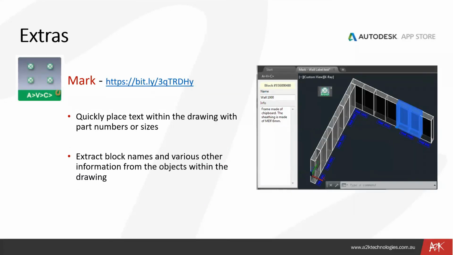And lastly, we have Mark. Mark is basically just to quickly place text within the drawing for part numbers and sizes, but it can also extract a lot of data from blocks, whether it be the names or various other information. As you can see there, you can see that wall and it'll tell you what type of wall it is. So maybe if you work with parts, that's something to look into because it can quickly tag stuff.